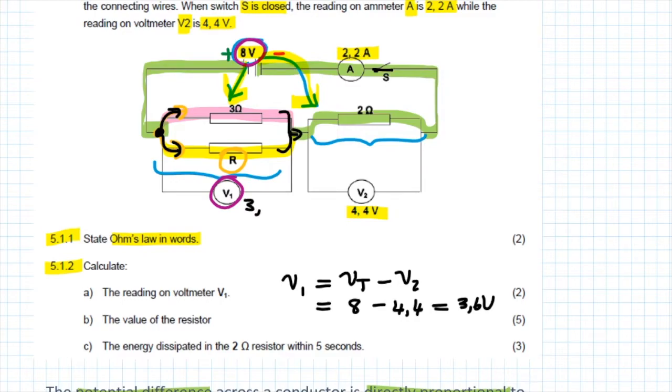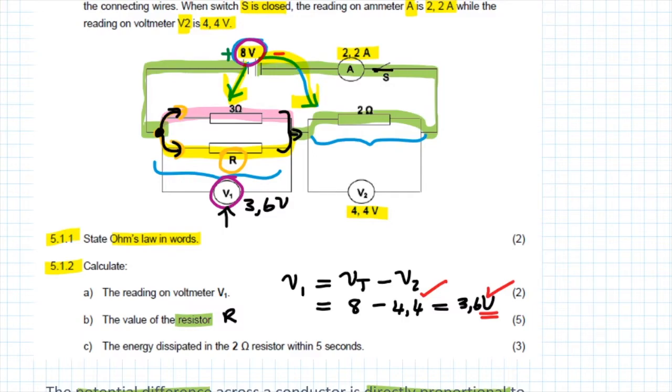And we can go and indicate that on the diagram. We're going to get 1 mark for the workings and 1 mark for the final answer, provided that we include the correct unit. Now they say, calculate the value of the resistor. Here we are referring to resistor R. Resistor R is connected in parallel with the 3 ohm resistor. It is connected in parallel to the voltmeter called V1.